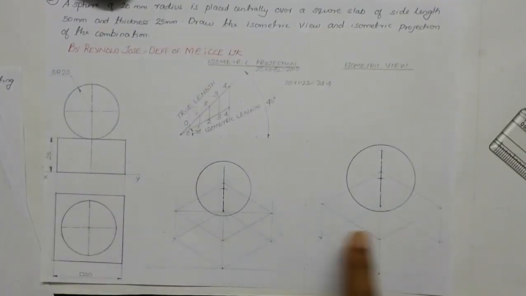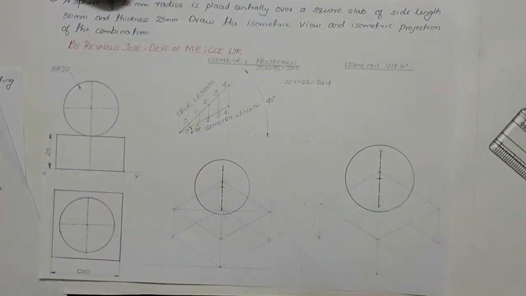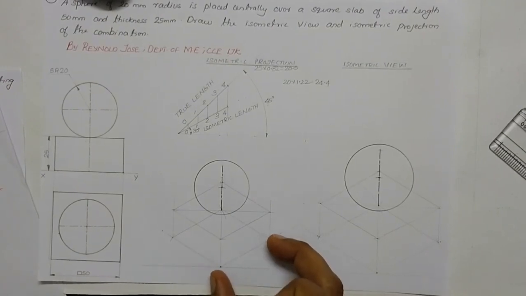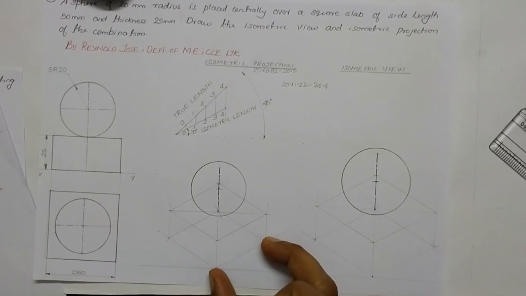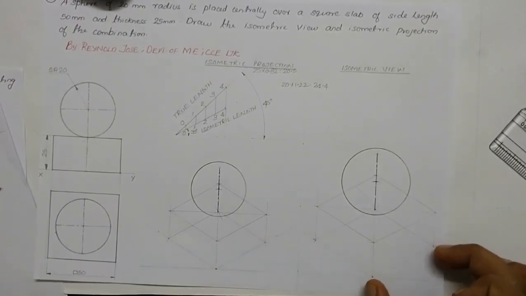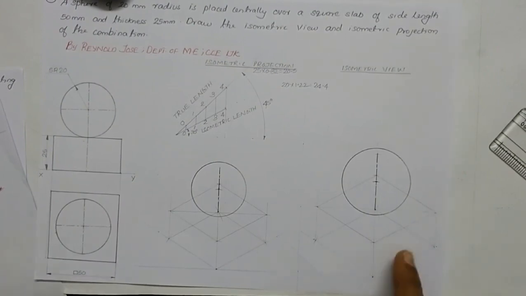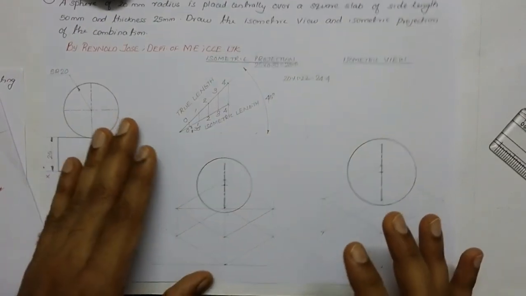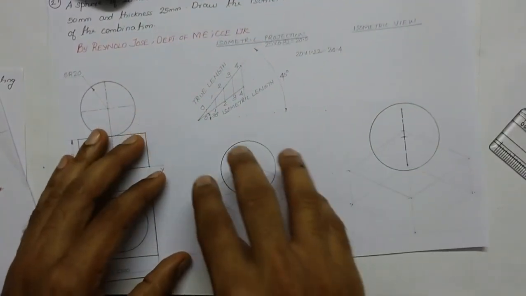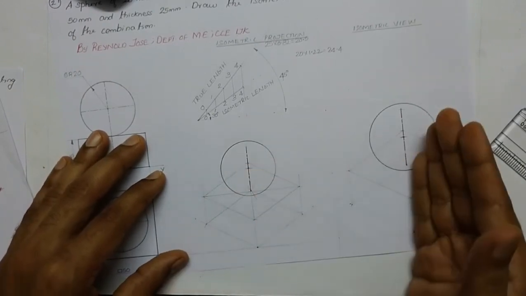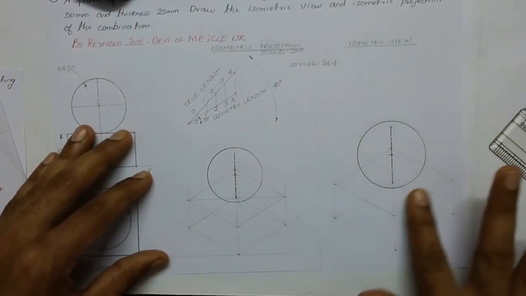But in the case of these square slabs, this is 50. So 50 into 0.82 will be giving you 41 approximately. Again 41 into 1.22 will still be equal to 50 mm. So that is why here we are not having a length reduction. But the main concept that you have to remember is whatever values you are having in isometric projection, you just multiply it with 1.22 in order to get isometric view.